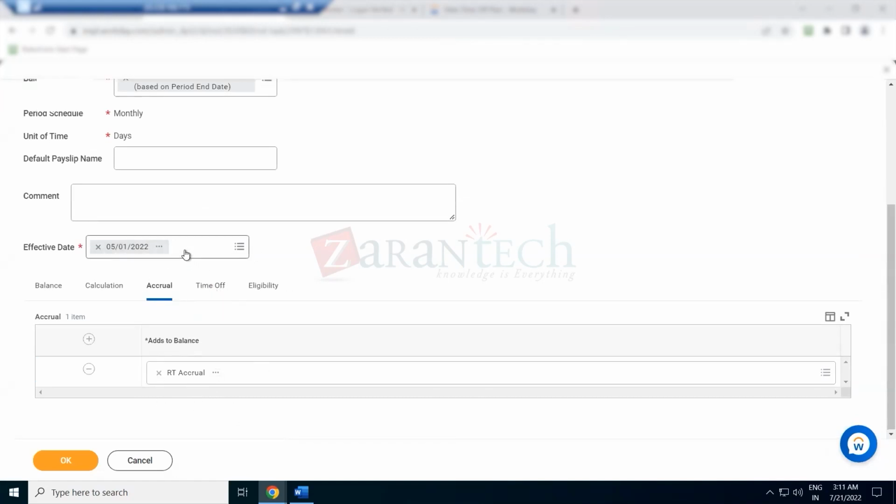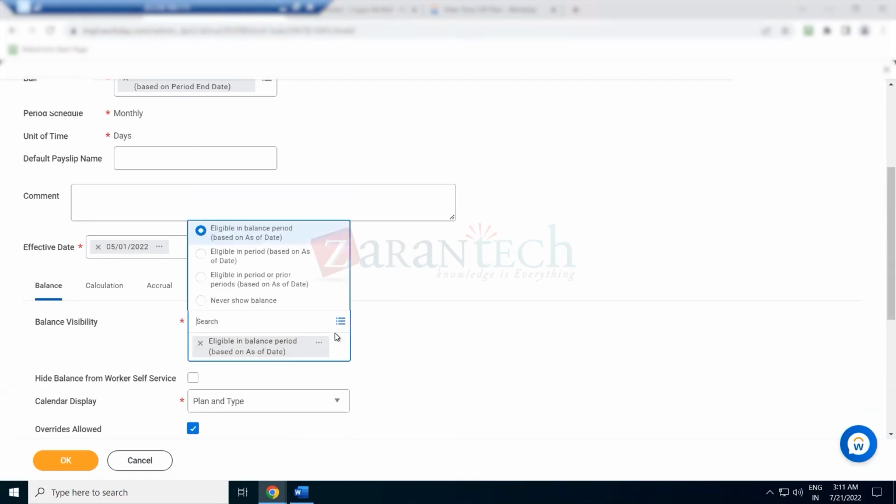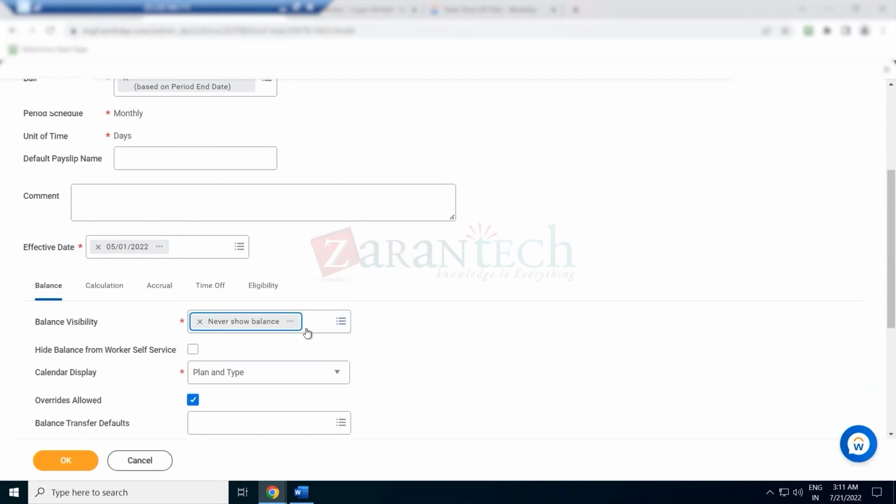This is not confusing. This is just about seeing the balances for the employee, the different modes of observing a balance for the employee. It does not change; it will remain the same. If you choose never show balance, the employee will not be able to see the balance. And if you click on this, it will hide everything from the worker, and even the manager or the time tracking or absence administrator will not be able to see anything.